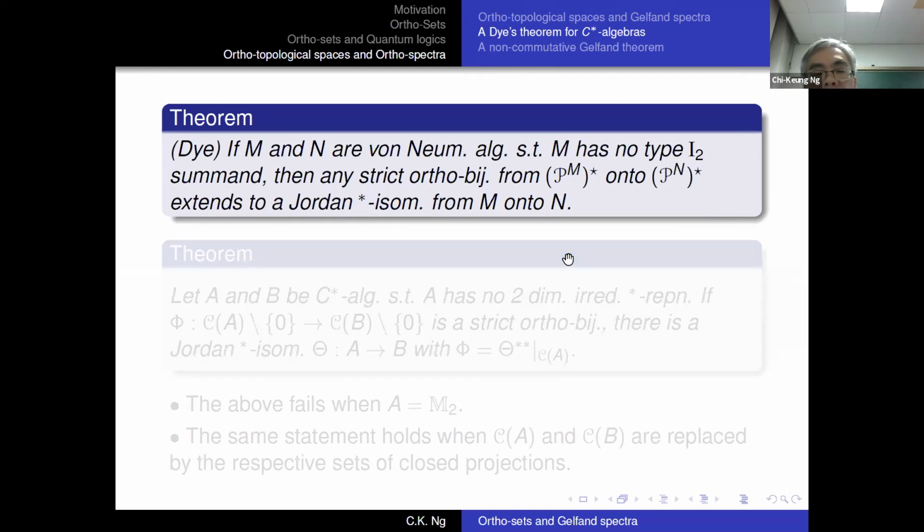You can see that this theorem cannot be extended directly to this algebra, because for this algebra, you may not even have a non-zero projection.